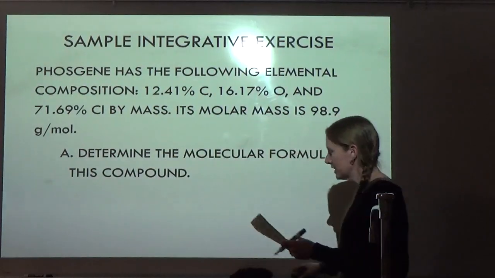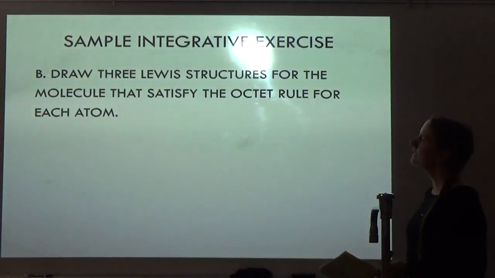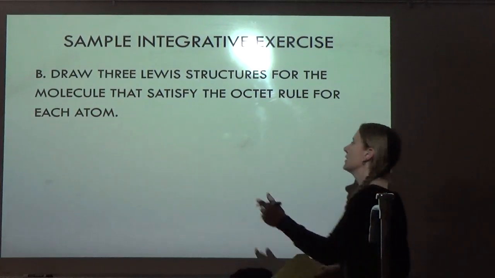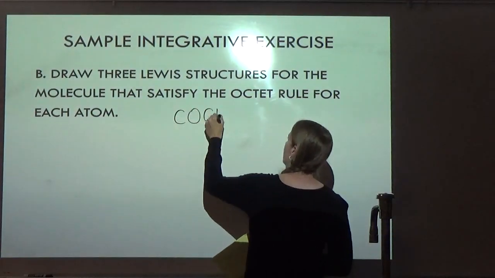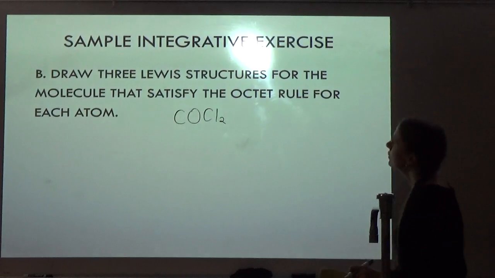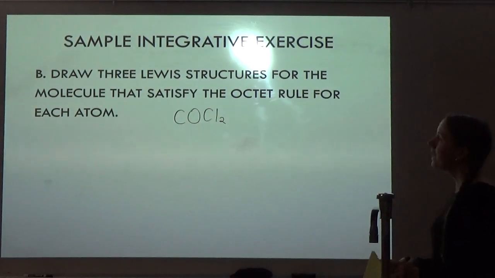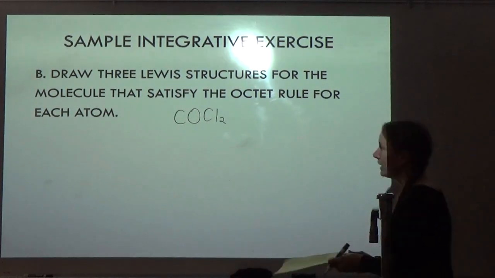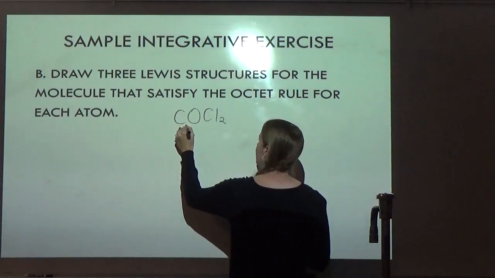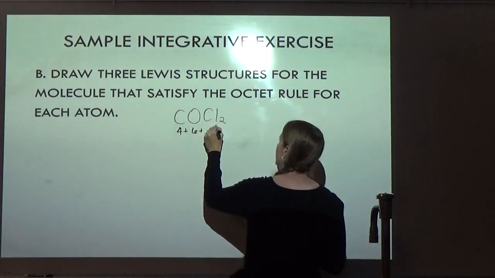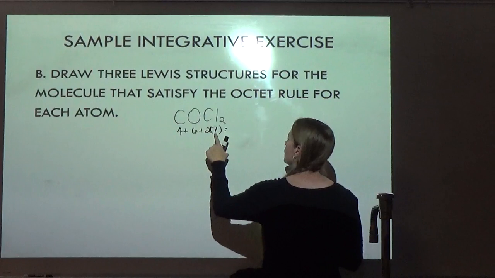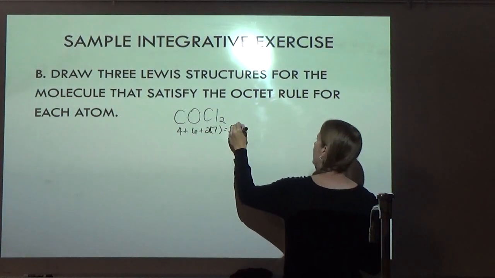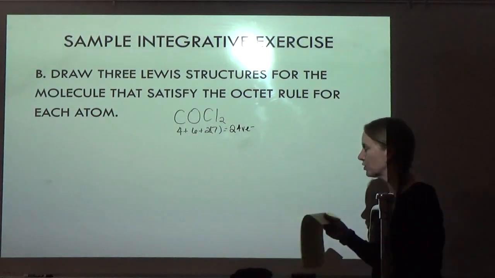All right, so let's go to the next part. So COCl2. It says draw 3 Lewis structures for the molecule that satisfy the octet rule for each atom. Okay, so C has 4 valence, O has 6, Cl has 7 times 2, so 14 plus 10 is 24 valence electrons. That's what I have to work with.